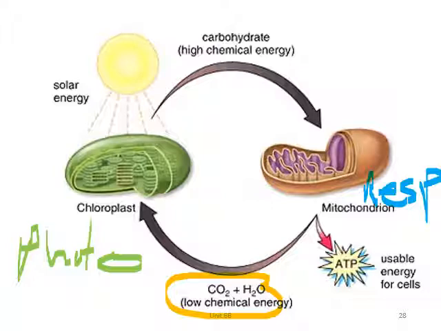So plants have both chloroplasts and mitochondria because they both make food and they use that food to power their own cells. People and animals only have mitochondria. We have to eat plants in order to get the carbohydrate energy.